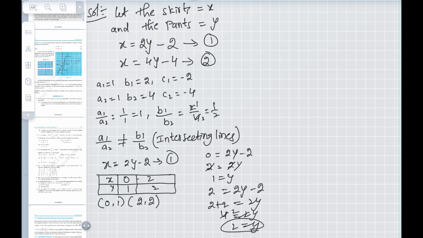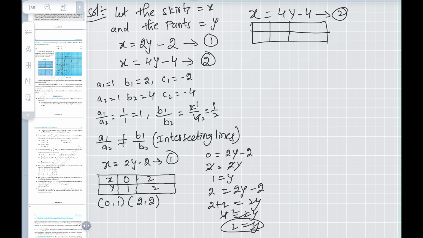For the second equation, x equals 4y minus 4. This is the second equation. For this equation, let us find 2 points, enough. X value, y value. So let us take x value 0. Then you take 4y minus 4, when it transposes, plus 4 equals 4y. So 4 ones are 4, 4 cancel. So 1 equals y, which means you get y value 1.